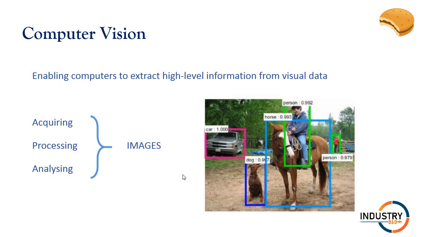So computer vision is all about enabling computers to extract high-level information from visual data. Computer vision is not one technology, but several that are combined to form a new kind of tool. It's a method for acquiring, processing and analyzing images, and can automate through machine learning techniques what human visual analysis can perform. As per Wikipedia, computer vision deals with how computers can gain high-level understanding from digital images or videos.